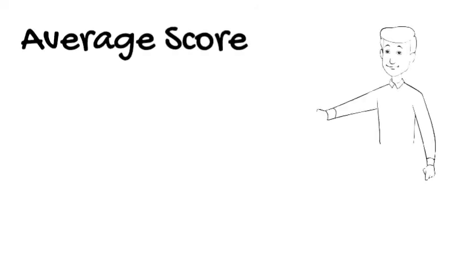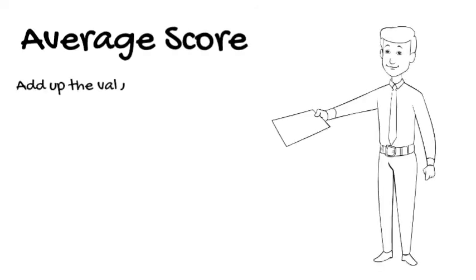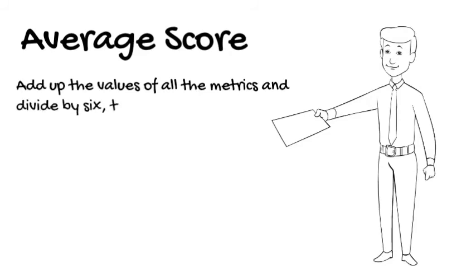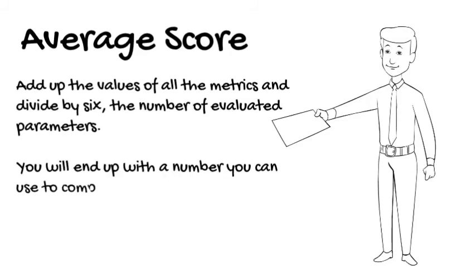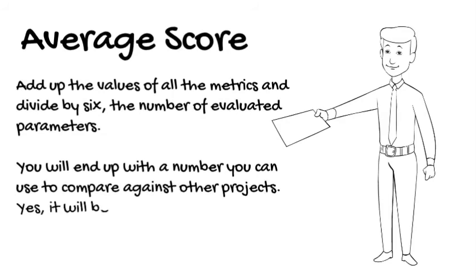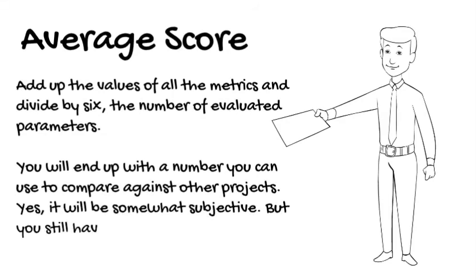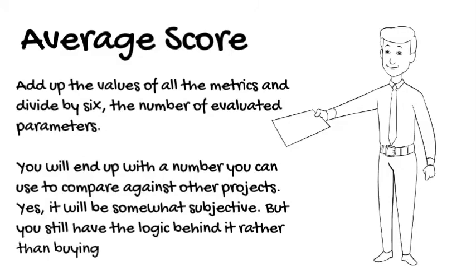Average score. Add up the values of all the metrics and then divide by 6, the number of evaluated parameters. You will end up with a number you can use to compare against other projects. Yes, it will be somewhat subjective, but you still have the logic behind it rather than buying assets on a hunch.